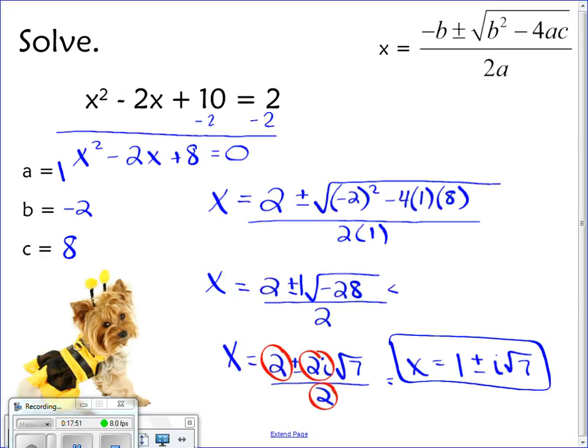So again, if you're going to simplify, it has to be all 3 numbers. Don't forget there is an unspoken 1 in front of that radical if you don't see it.